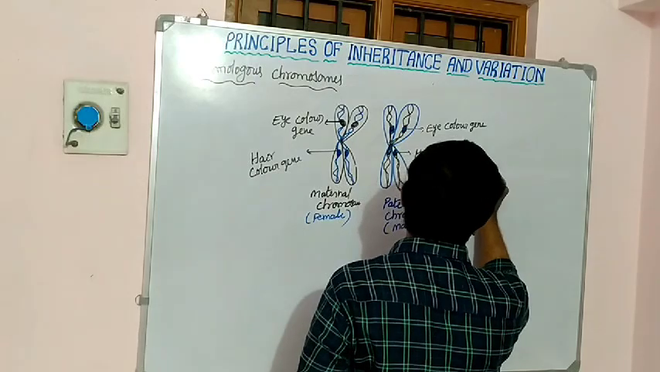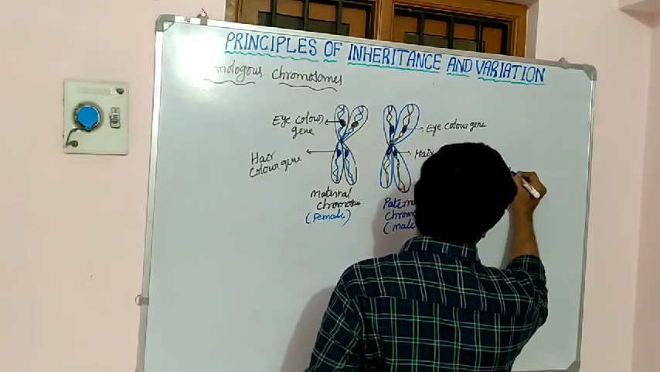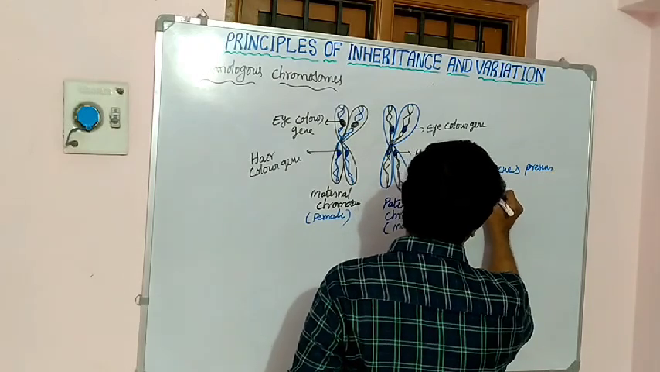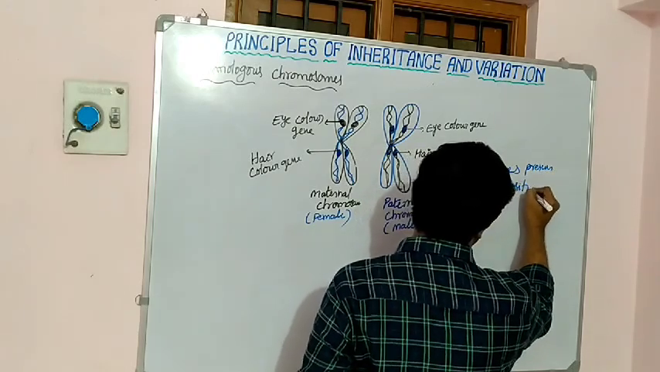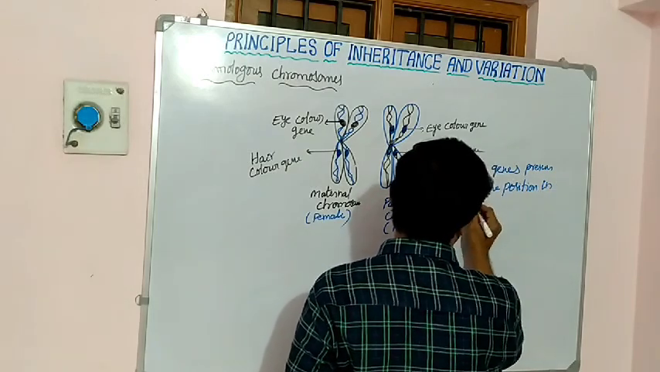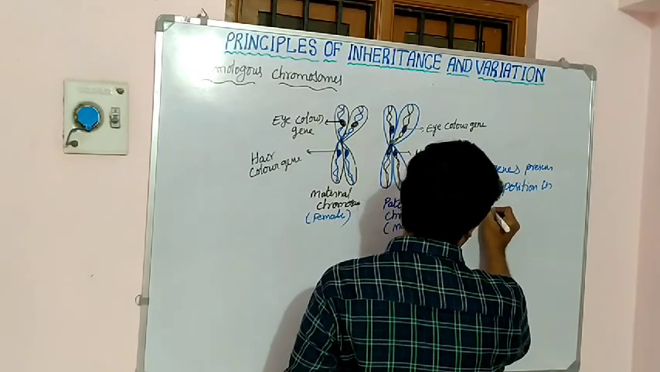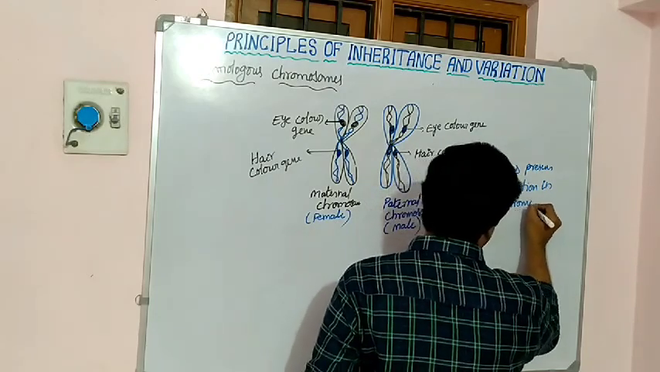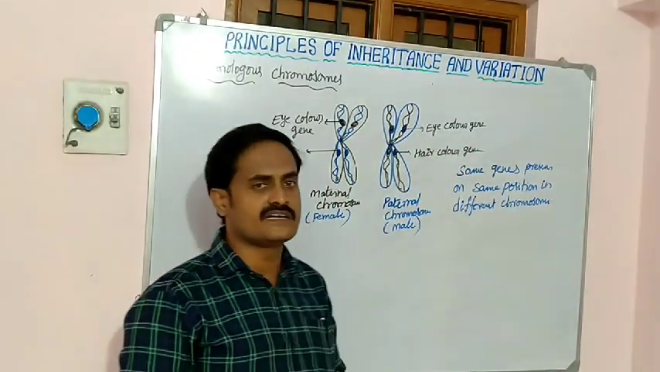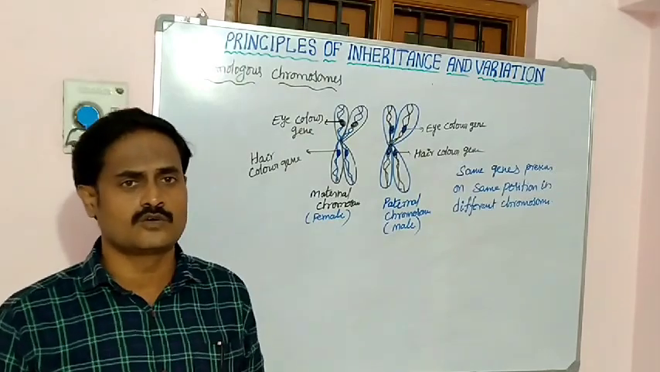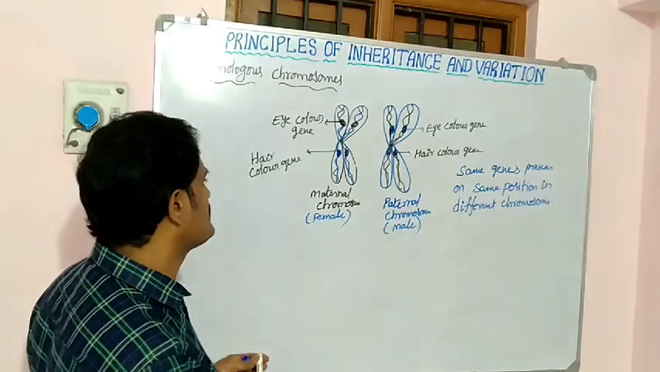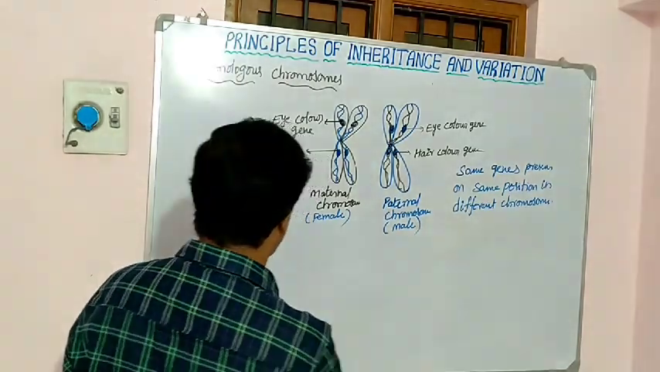Same genes present on the same position in different chromosomes. Remember, such kind of chromosomes are called homologous chromosomes. Okay. Now the next keyword is called dominance.